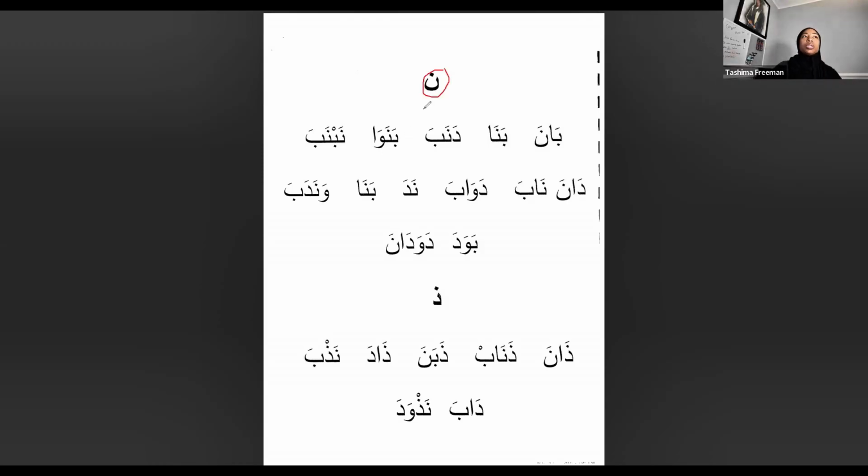Noon is making an "n" sound. If you were here last week, I was trying to figure out if this was an aleph. This is an aleph. So we are going to say that with an extended "ah" sound. All right, let's go ahead and get started.